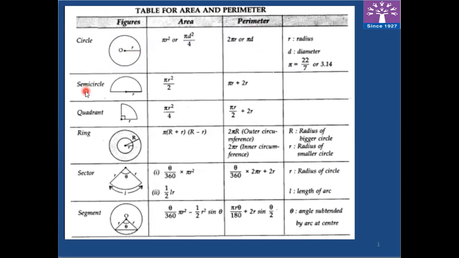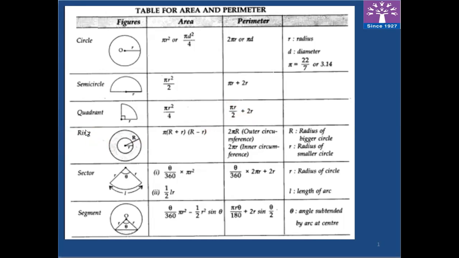Then comes the semicircle, which means a half circle. Then its area becomes pi r square by 2. Its perimeter becomes pi r plus 2r, or you can use pi r plus d, the diameter. Then comes a quadrant. A fourth part of a circle is known as a quadrant, where the area becomes pi r square by 4. Its circumference becomes pi r divided by 2 plus 2 times r, or pi r divided by 2 plus diameter d.